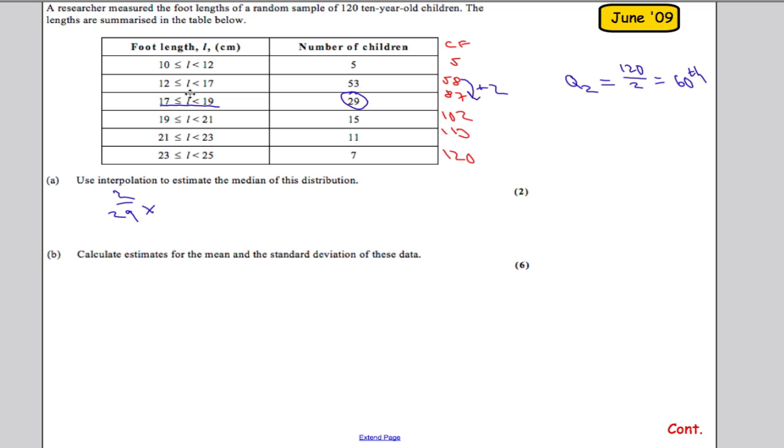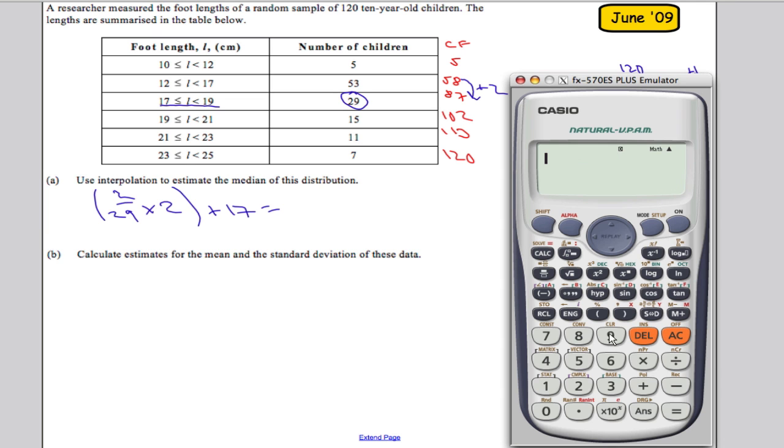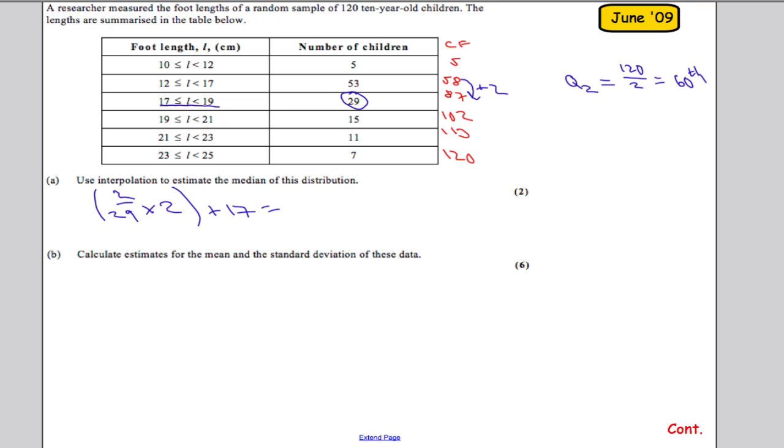You can see there's no gaps. That means the class width is just 2 in this case, from 17 to 19. And the lowest bound is 17. So you do 2 out of 29 multiplied by the class width and then add on the lowest bound. So taking out our calculator to do all the work here, 2 over 29 multiplied by 2 and then add on the lowest bound, which gives us 17.1. 17.1 will do.